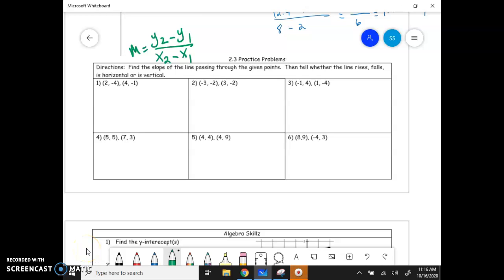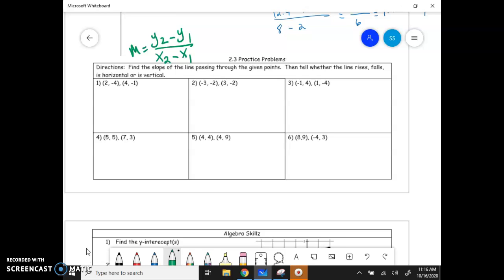All right, here we go. This is 2.3, finding slope and rate of change practice problems. Looks like 1 through 6 are pretty straightforward. We're just going to use the formula to find slope and then tell whether the line is rising, falling, or if it's horizontal or vertical.